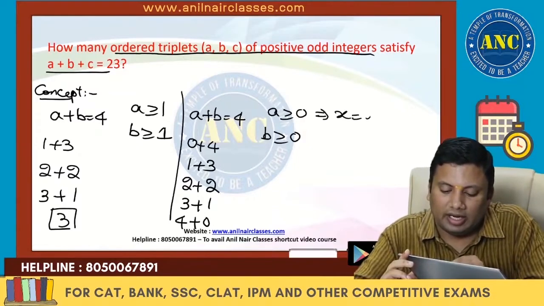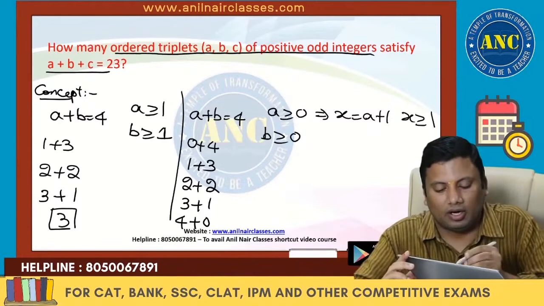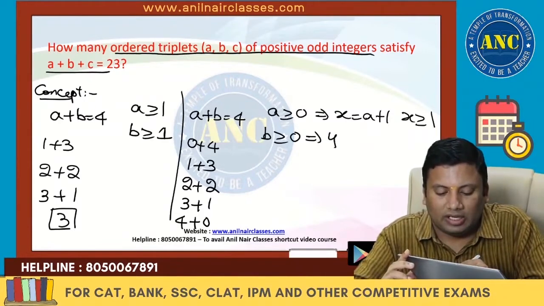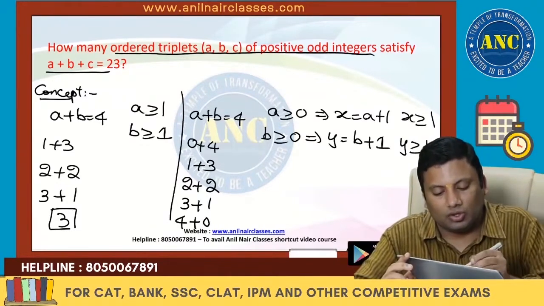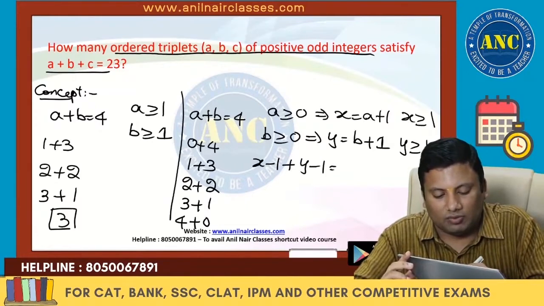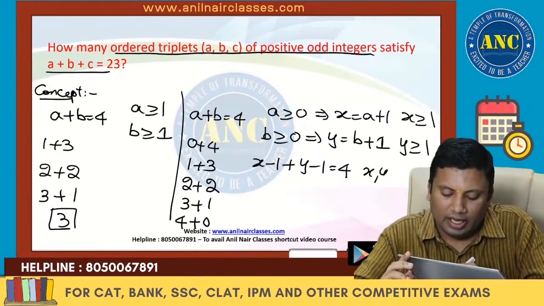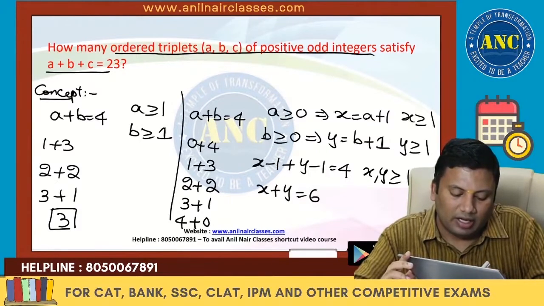X can be written as A plus 1, X is greater than or equivalent to 1. B from 0 converts into Y, B can be written as B plus 1, Y is greater than or equivalent to 1. So A is X minus 1, B is Y minus 1, equivalent to 4. X and Y are greater than or equivalent to 1. X plus Y is equivalent to 6.